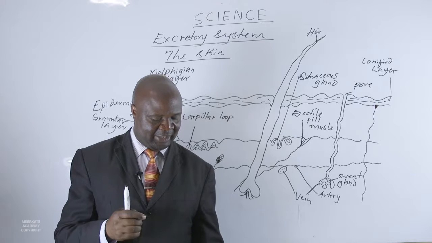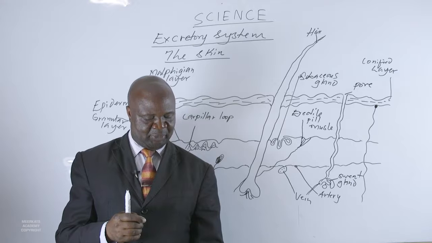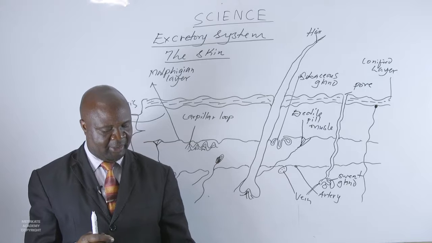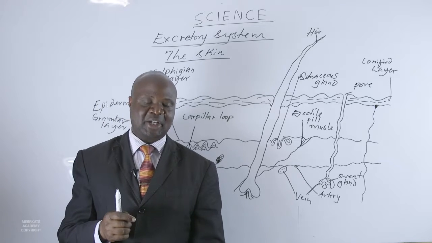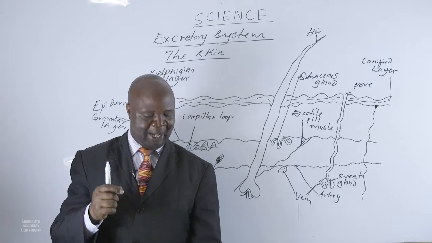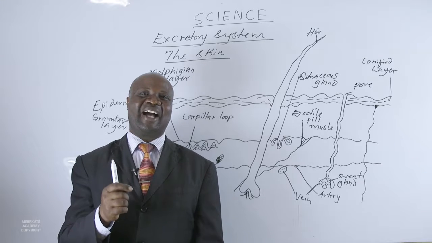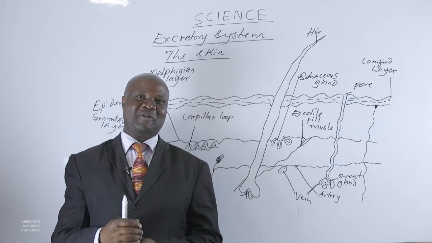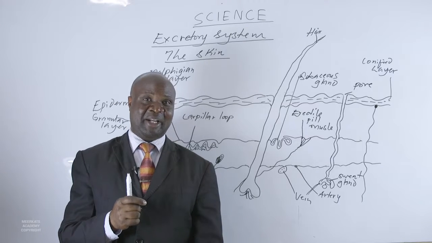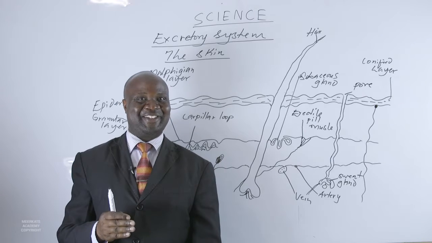Then in the epidermis, we talked of the malpighian layer, and we said it's located below the granular layer. It is made up of color pigments called melanin, and we know what melanin does. It determines the color of the skin. If anybody misses this pigment called melanin, then he will now join another race.